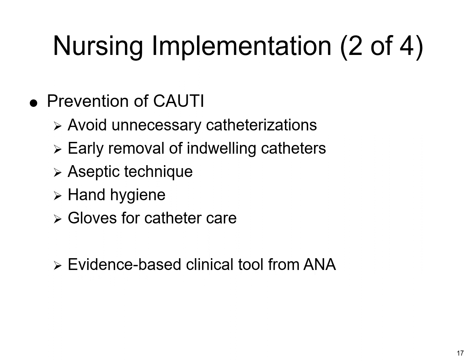So, prevention of the catheter-associated UTIs. That means avoiding unnecessary catheterizations, early removal of indwelling catheters, using aseptic technique, hand hygiene, gloves for catheter care, and then just using your evidence-based practices basically to make sure that we're treating UTIs properly.